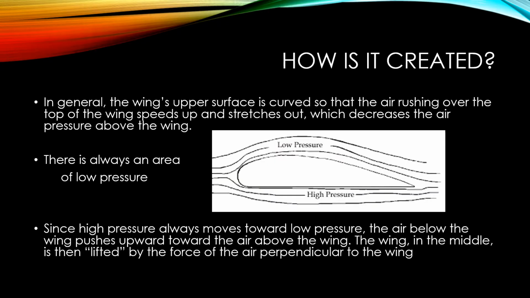How is lift created? In general, the wing's upper surface is curved so the air rushing over the top of the wing speeds up and stretches out, which decreases the air pressure above the wing. As you can see here, there's always an area of low pressure on top of the wing, which would mean that the area on the bottom of the wing is an area of high pressure. Since high pressure always moves toward low pressure, the air below the wing pushes upward toward the top of the wing, and then the wing in the middle is lifted by the force of the air perpendicular to the wing.